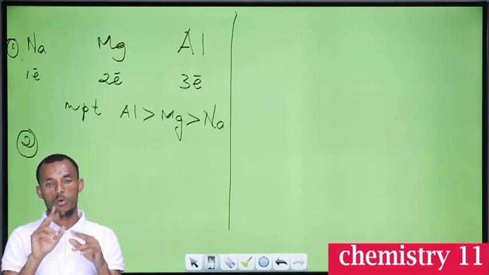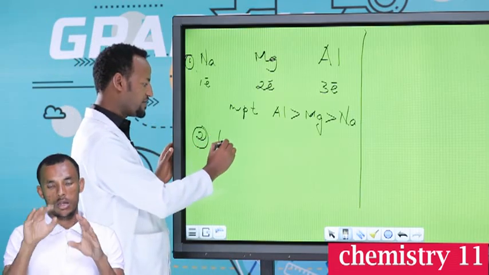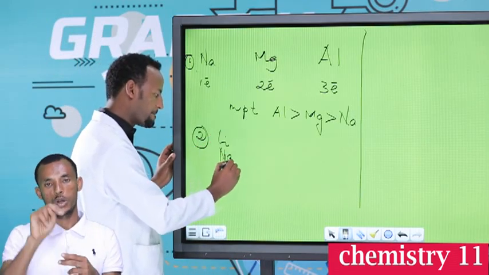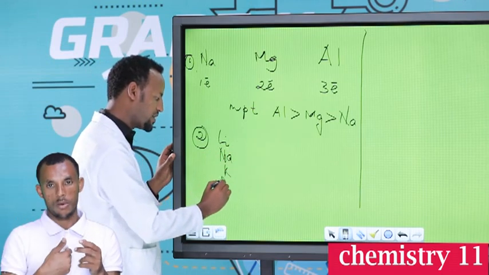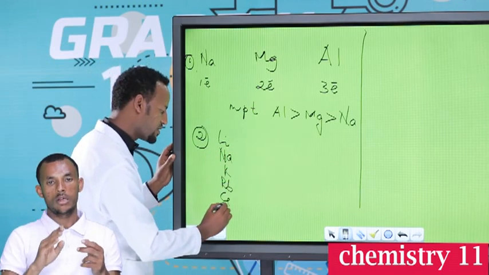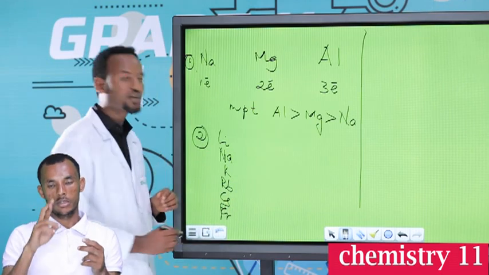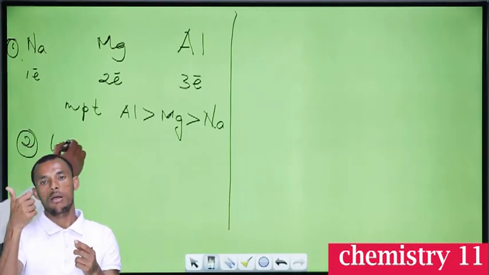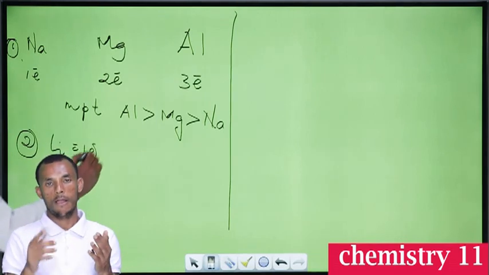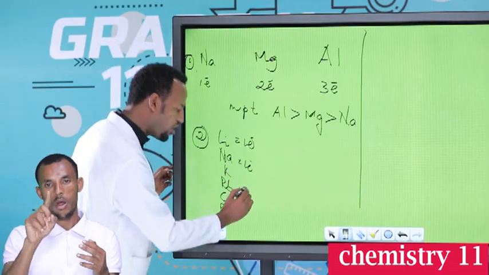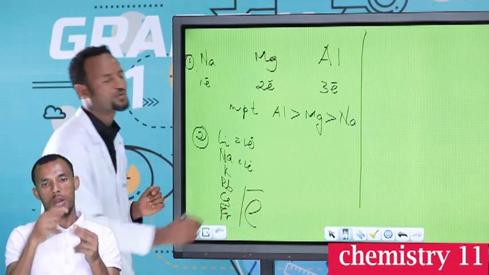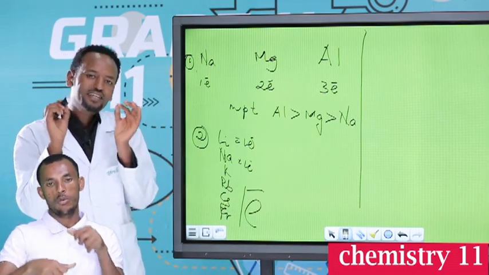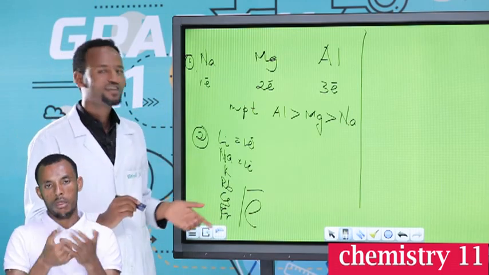Let's take group 1 elements. Lithium, sodium, potassium, rubidium, cesium, francium, all are group 1 elements, all alkali metals. Lithium contributes how many electrons? 1 electron. Sodium, 1 electron, all contribute 1 electron. The number of contributed electrons is the same. In this case, it depends on size.